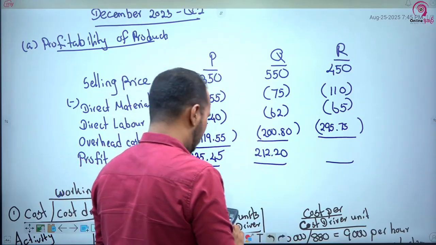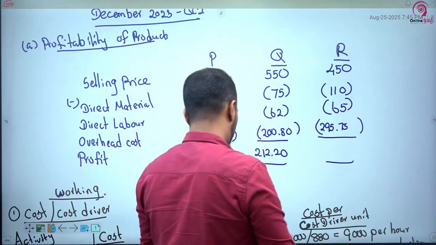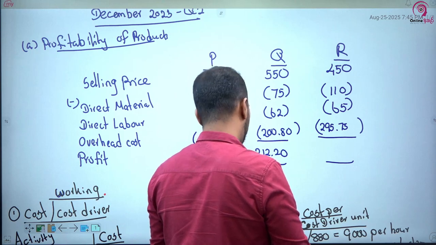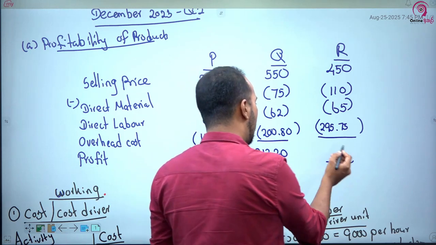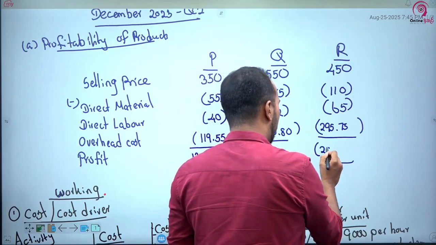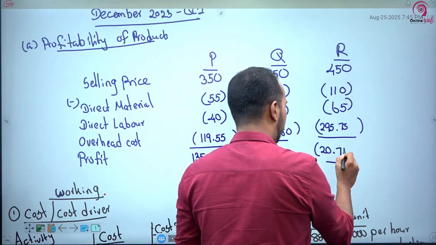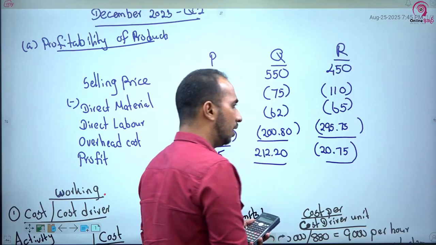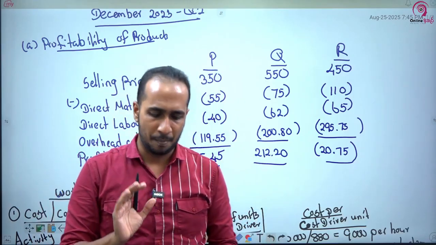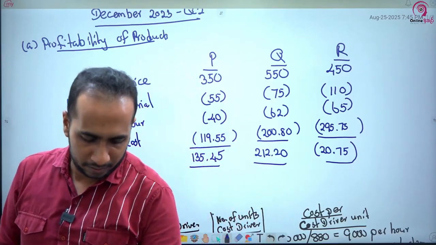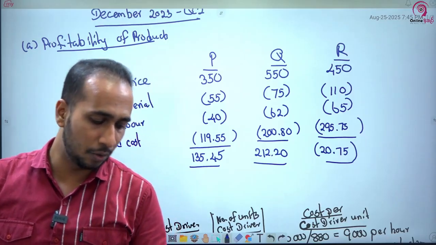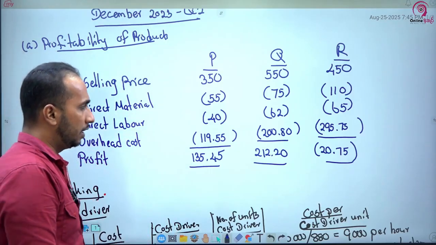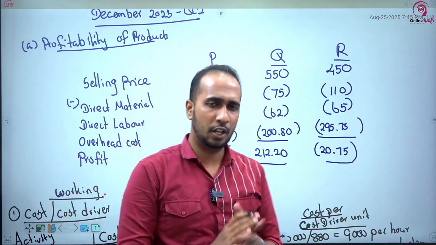When it comes to product R, 450 minus 110 minus 65 minus 295.75, I am ending up with a loss of 20 rupees and 75 cents. Product R is making a loss while other products are making profits. So that is the answer for part A of this question.